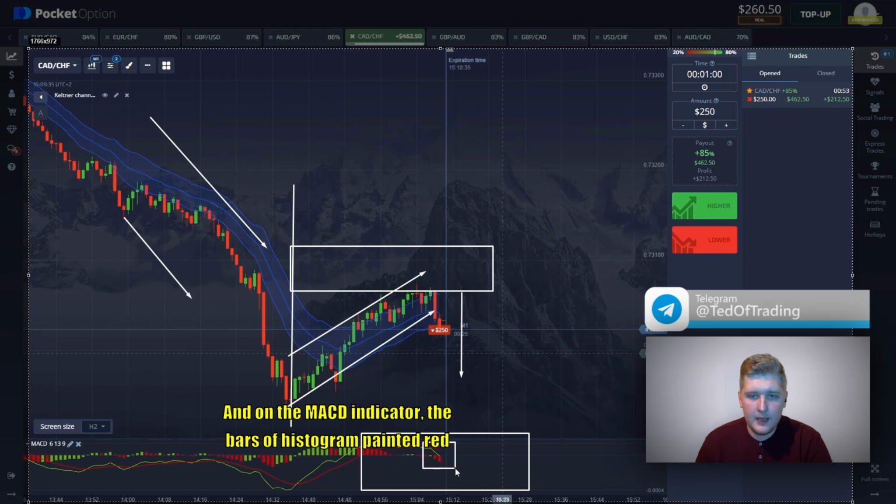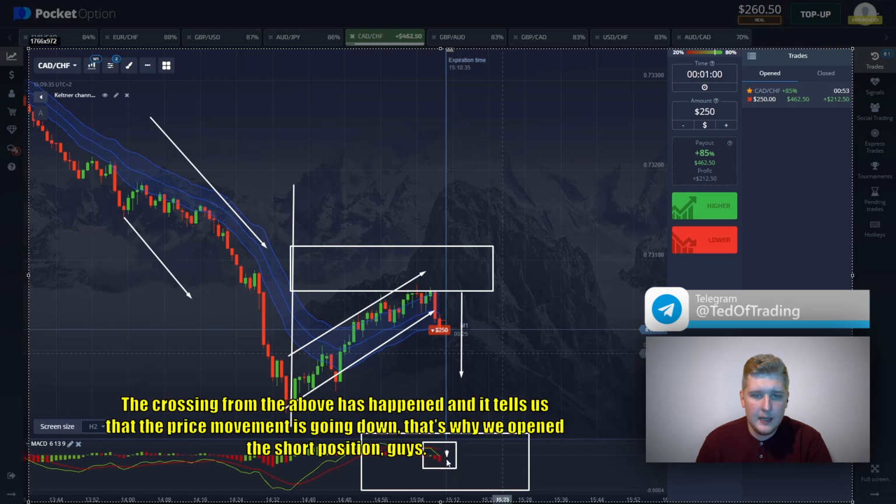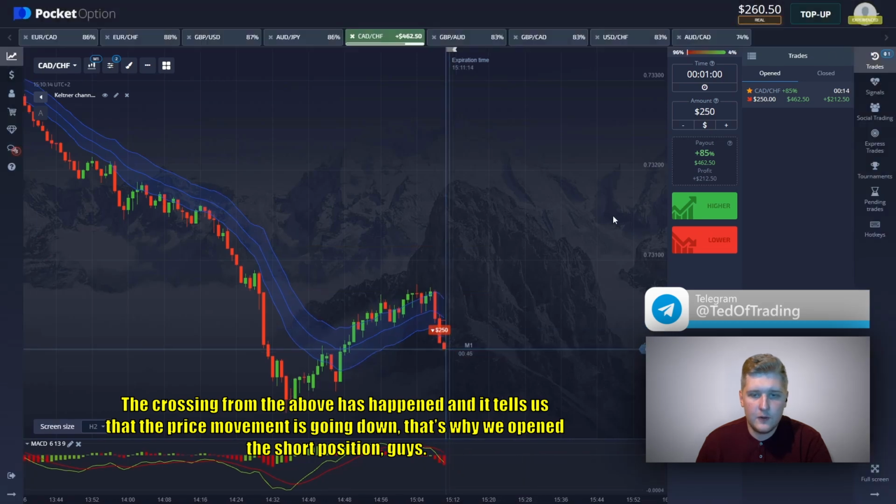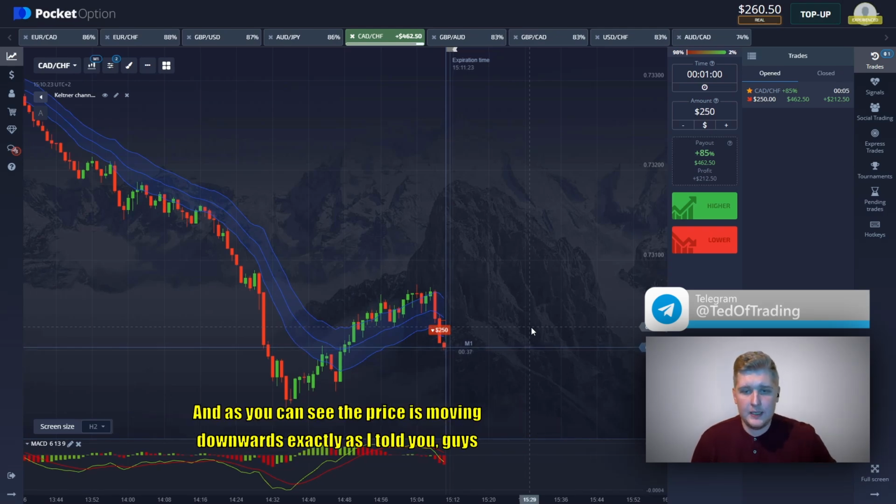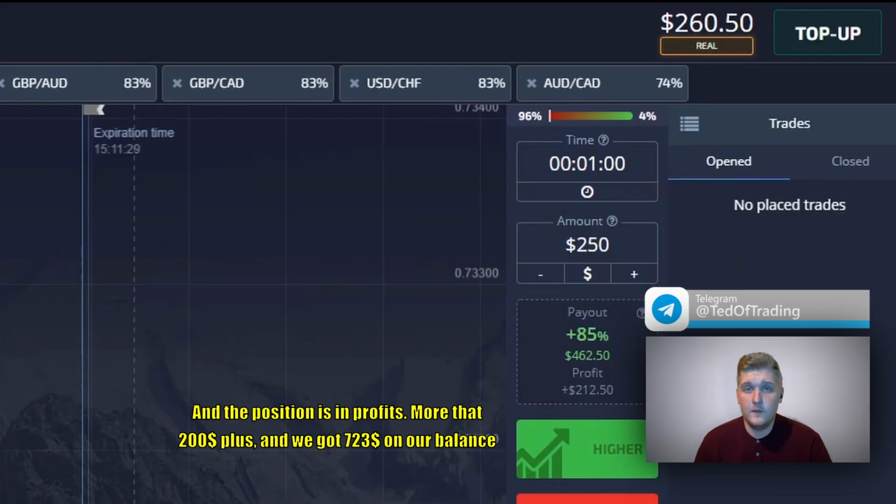And on the MACD indicator, the bars of the histogram are painted red. The crossing from above has happened and they tell us the price movement is going down. That's why we open the short position, guys. And as you can see, the price is moving downwards exactly as I told you, guys. And the position is important.